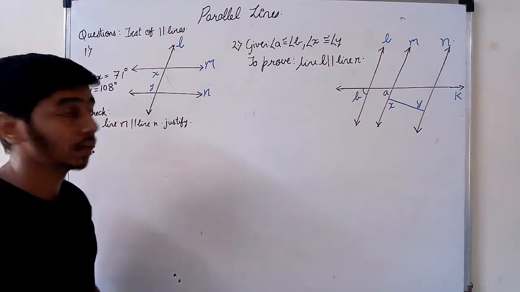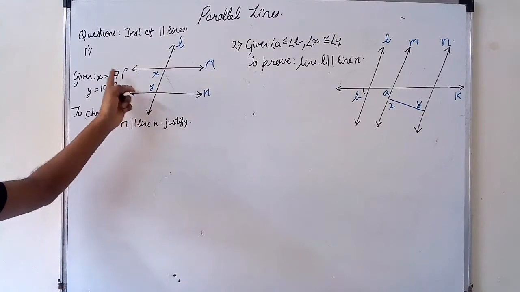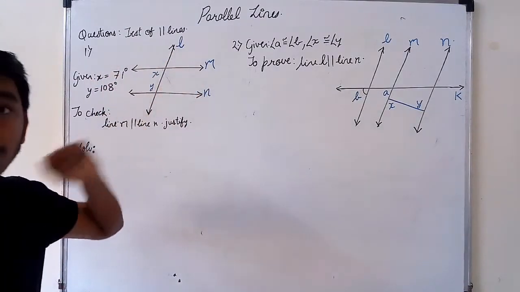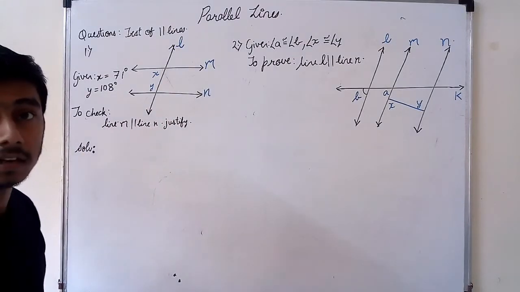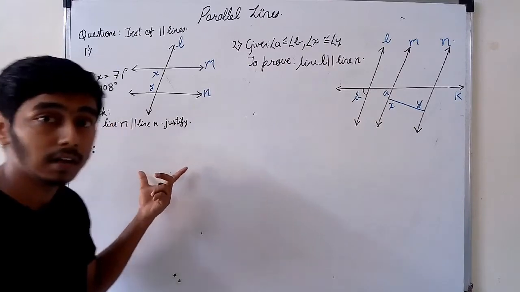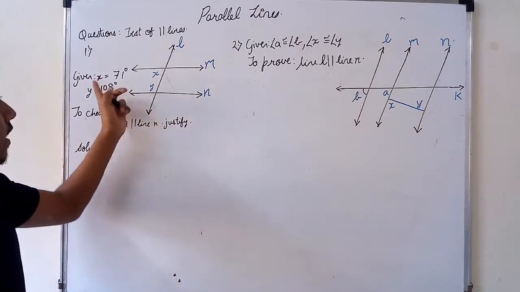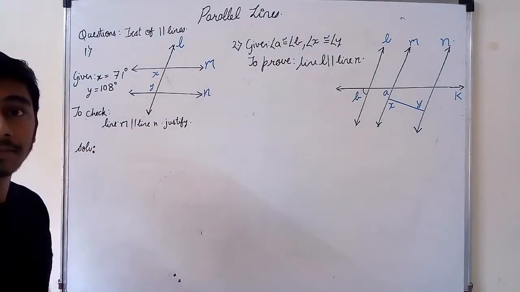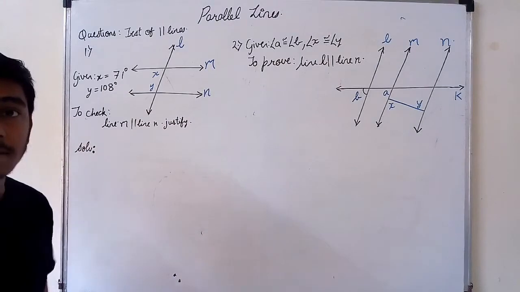So here's the first question, and this is the figure given to you. M and n are to be proved parallel. If they are not parallel, then we have to say why they are not parallel. If they are, then also we have to justify. And x and y are given to us: x is 71, y is 108.